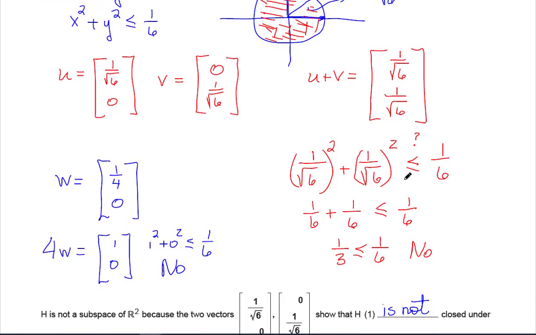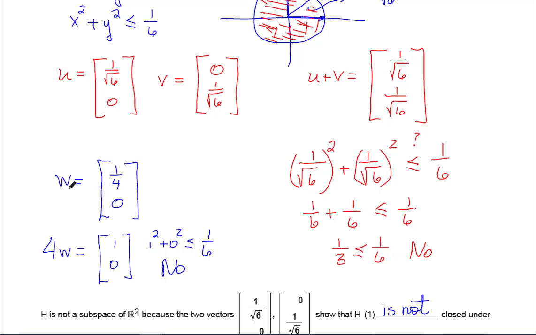But is this new result still within this circle? And the answer is, let's see, square each component, add them up, I get 1/3. Is that less than or equal to 1/6? The answer is no. So it's not closed under addition of two items in the collection.